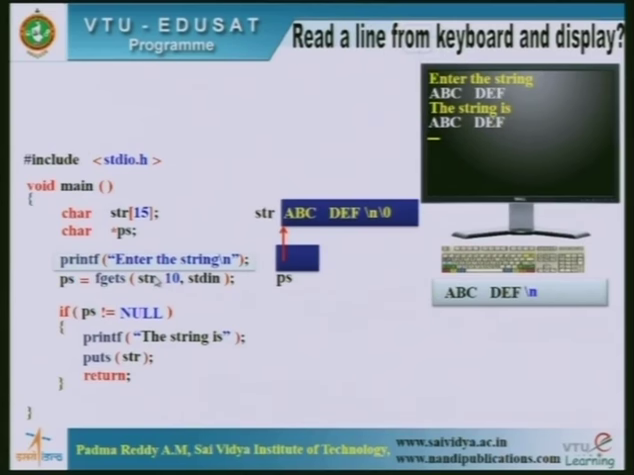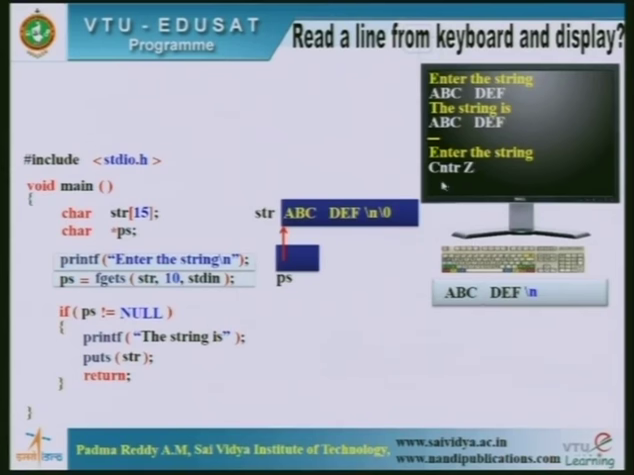Now let me execute this program once again. If this is the statement to be executed, tell me what is the output we get? The message "enter the string" will be displayed on the screen. When control comes here and this statement is executed, we are supposed to enter a maximum of how many characters from the keyboard? 10 characters. Suppose I type Ctrl Z.